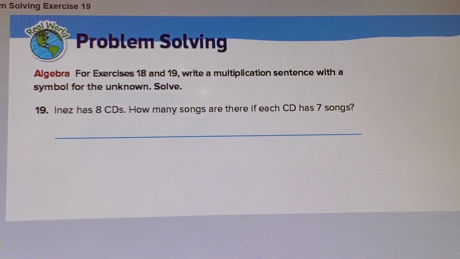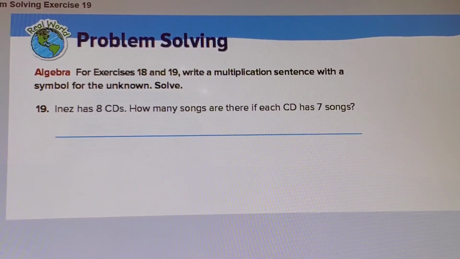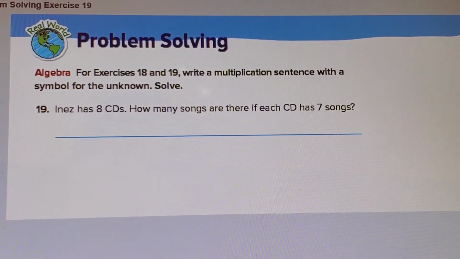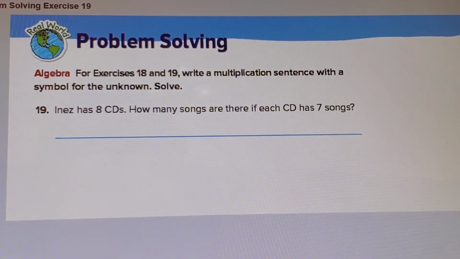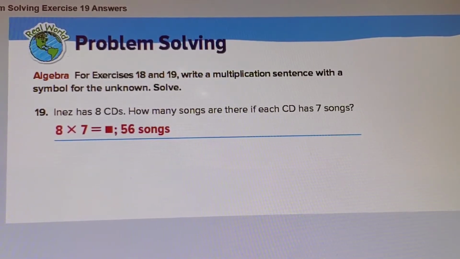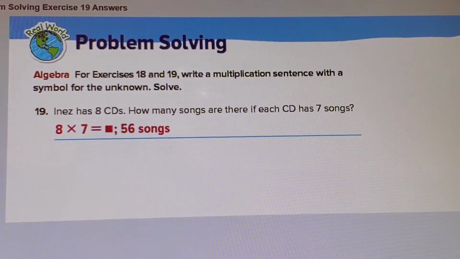Problem solving number 19. We're going to write a multiplication sentence with the symbol for the unknown and solve. Inez has 8 CDs. How many songs are there if each CD has 7 songs? Well, how many CDs do you have? Write that on the blue line. Times how many songs does each CD have? Equals unknown. And see if you can find the answer. So 8 CDs times 7 songs each equals 56 songs.